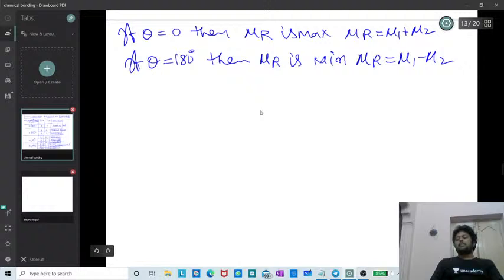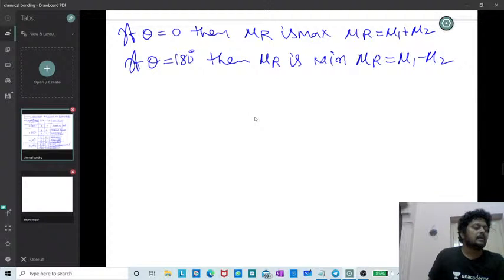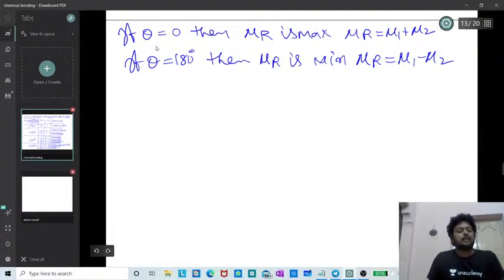So in polyatomic molecules, the dipole moment depends on the individual resultant dipole moments of the different bonds in the molecule.